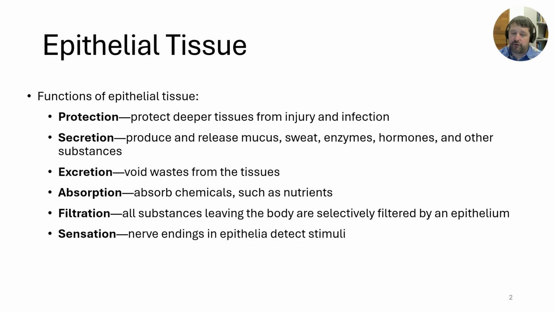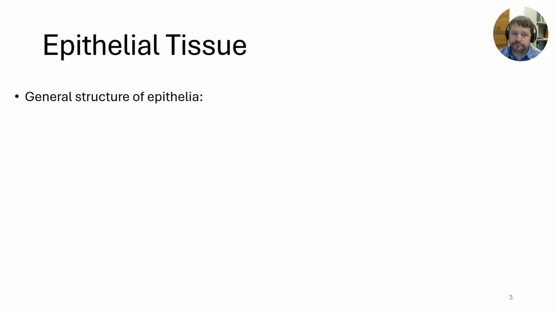Lots of things. Sensation, a lot of your epithelial tissue has a direct connection with the nervous tissue. Okay, and so they have nerve endings that can detect stimuli, whether that be temperature, touch, all kinds of things that are going on.